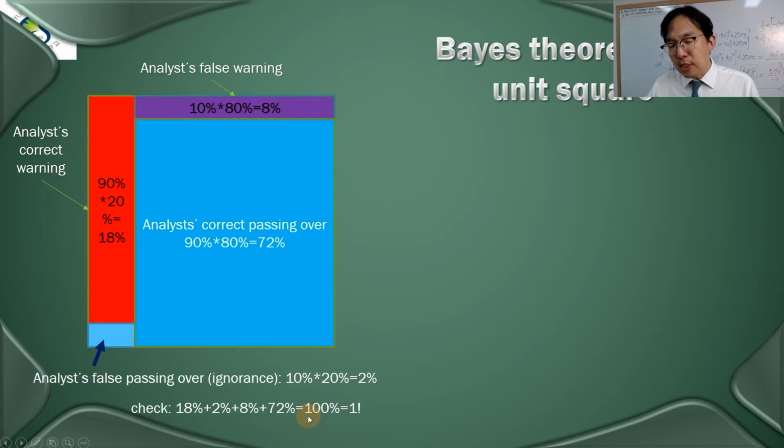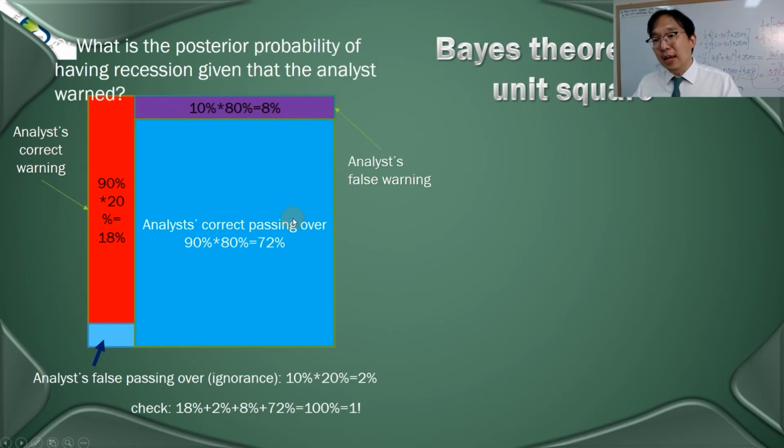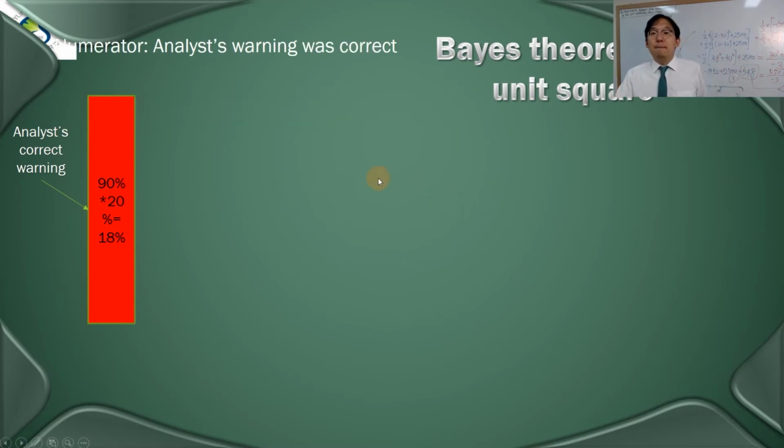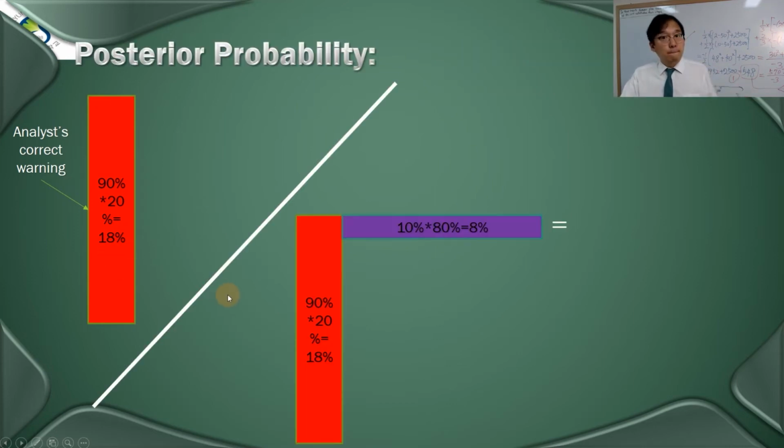And now Bayesian probability, posterior probability, what is that about? Given that this guy rang the alarm, you are all screwed. Given that he said something like that, what is the chance that you will be really, really screwed? Okay? So that's going to be about these two rectangles, the red one and the purple one. So what's the posterior probability of having recession? Like this. And that's your denominator, right? Your denominator will be the summation of these two rectangles' areas, 18% and 8%. Analyst false alarming. Either he's going to be correct or incorrect. And then your numerator will be the analyst warning being correct. That's the red rectangle, 18%. So the posterior probability will be this guy divided by these two. Okay, so that's 18 divided by 26, right?